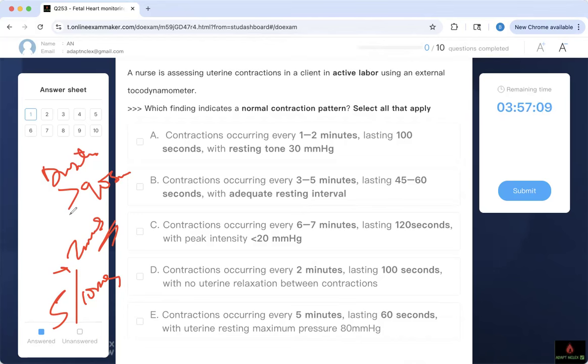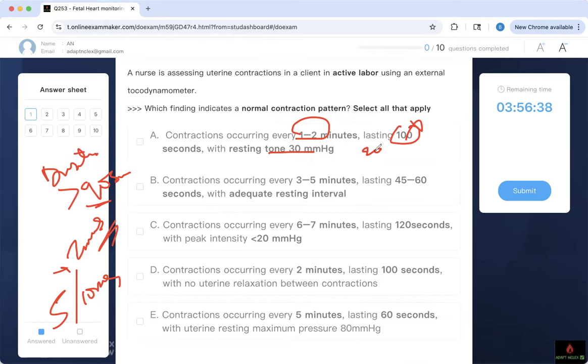Then you can talk about the resting tone. I will show you something that is easy. Contractions occurring every 1 to 2 minutes. Well, it's a little bit faster, right? I told you the minimum you can wait is 2 minutes. The patient is contracting every 1 to 2 minutes, lasting 100 seconds. It's more than 90 seconds. So just by that, this is eliminated. The resting tone is too high. You need at least 20. When you're not contracting, there should be no pressure.